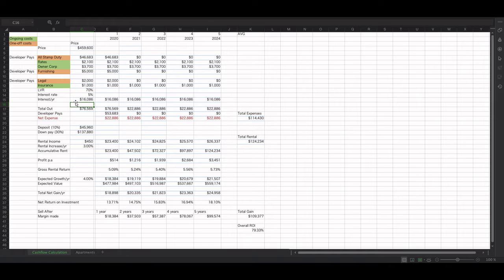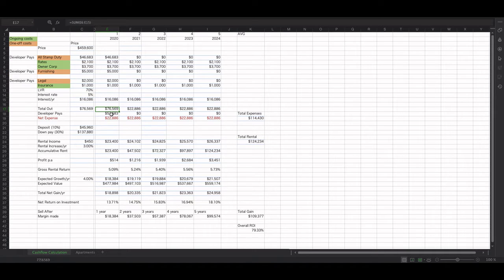So in this case, we've got all this cost, and for the first year, so this is year 1, year 2, year 3, all the way to year 5. If we assume an investment period of, say, 5 years, then your first year expense is going to consist of the stamp duty, the rates, and all those ongoing costs, as well as the one-off costs. So your first year is going to be fairly high in terms of your expense.